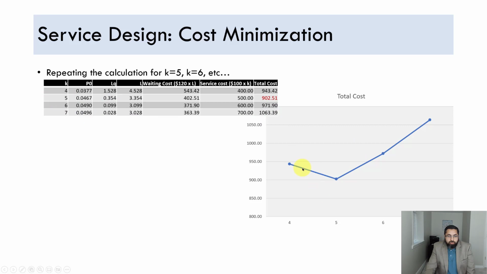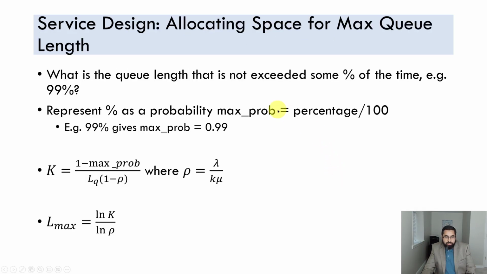So if we plot the total cost with the number of servers, we see that the minimum total cost, which is the cost to serve plus the waiting cost, the minimum total cost is with K equals 5 servers. So using this waiting line analysis for MMK system, you can find the total cost for different values of K and then pick the value of K, which gives you the lowest total cost.